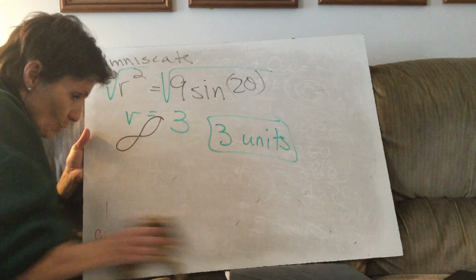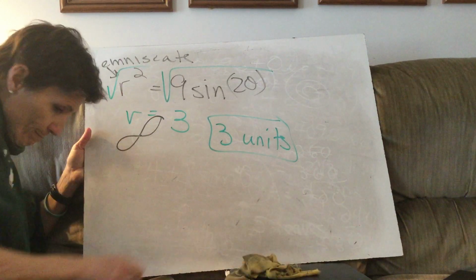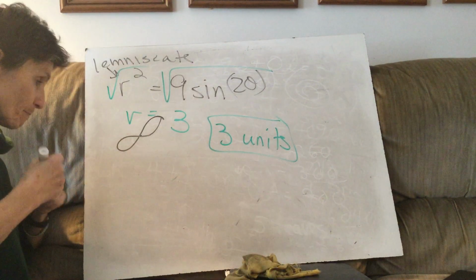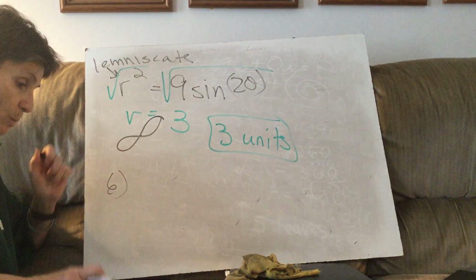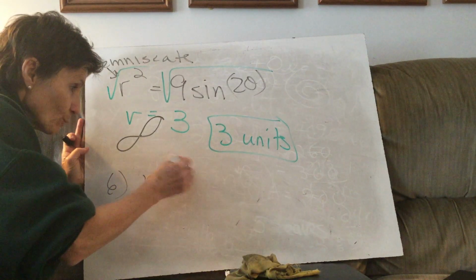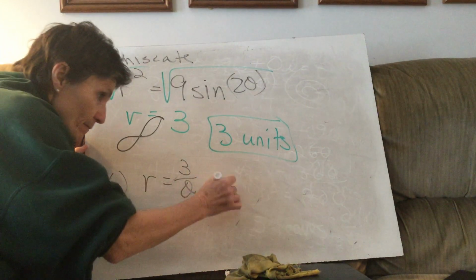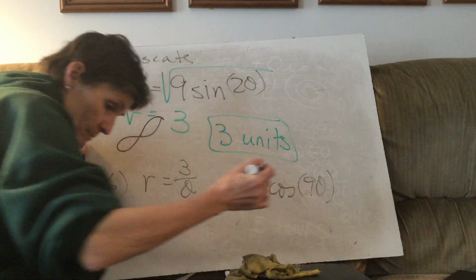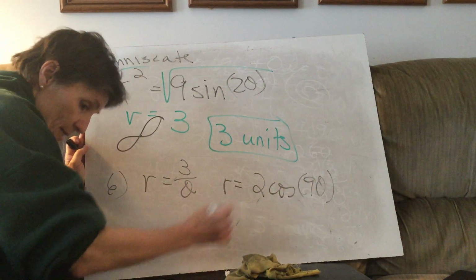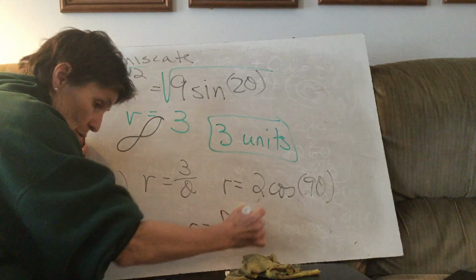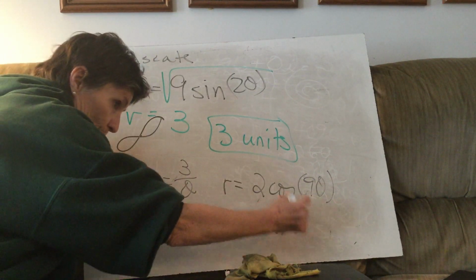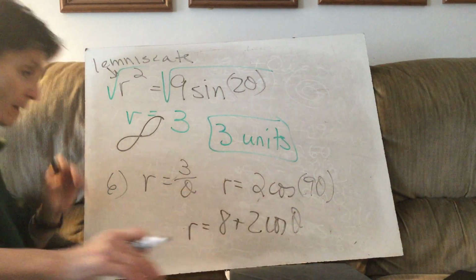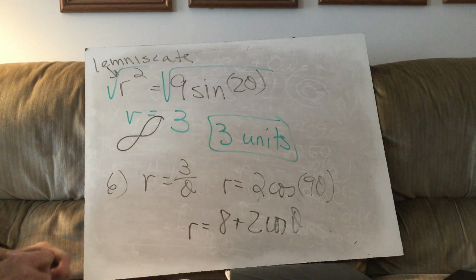So now the next one, this is number 6, says which of these is the equation of a rose? So we got that one. We got this one. And we've got this one. And we want to know which one of those is a rose.